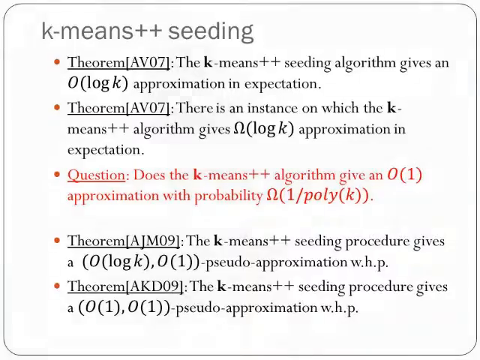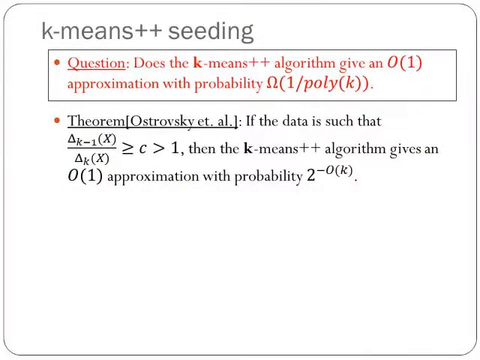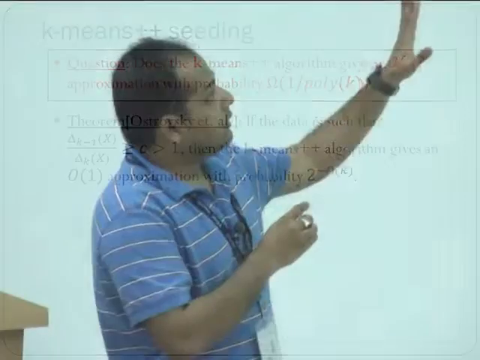After this work, there were a couple of works, one by me, Nir, and Claire, and in parallel by Agarwal, Deshpande, and Kannan. They showed that you can get a constant pseudo-approximation. If you are allowed to choose more centers and then compare the quality of the solution with the optimal solution with respect to k centers, you can show that the k-means++ algorithm gives you a constant pseudo-approximation.